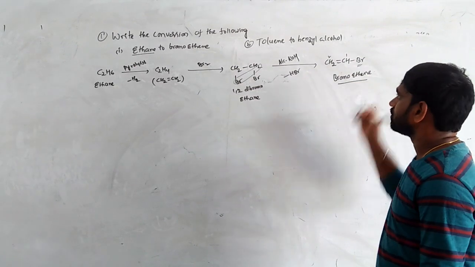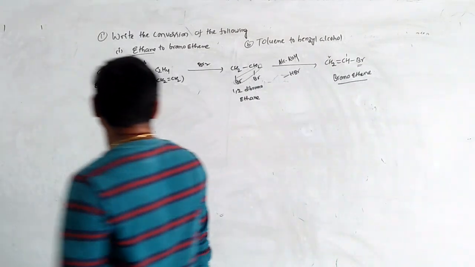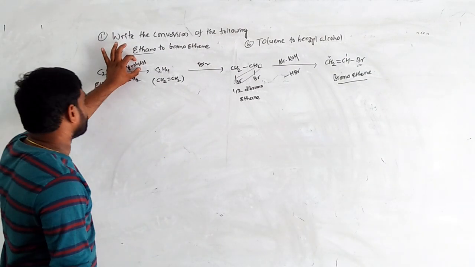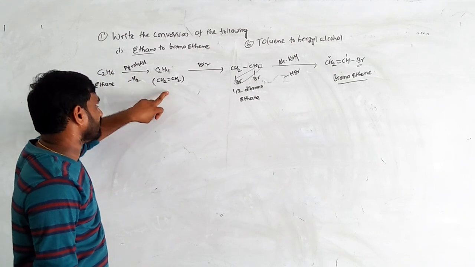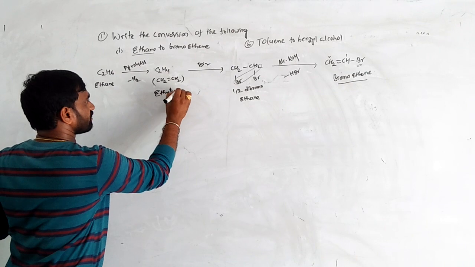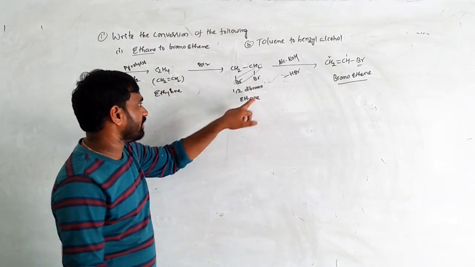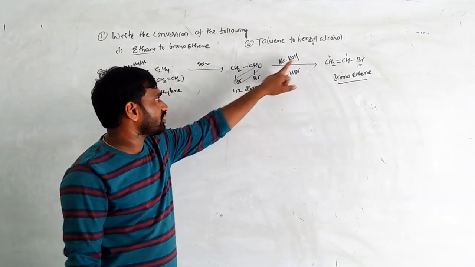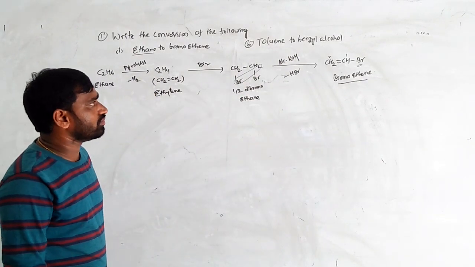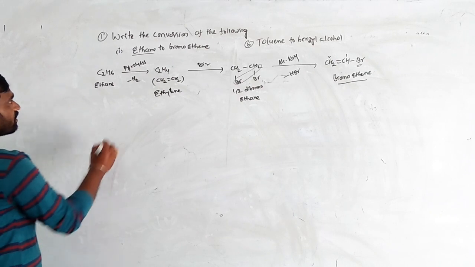Okay, understand, students? Ethane to bromoethene. Ethane C2H6, on pyrolysis, that means removal of hydrogen, forms ethylene. Ethylene is treated with bromine to form 1,2-dibromoethane, which is treated with alcoholic KOH, removal of HBr, to form bromoethene.